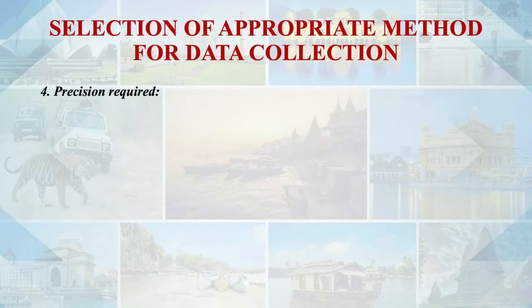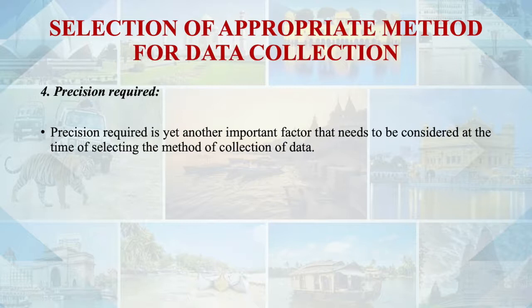Fourth one is precision required. Precision required is yet another important factor that needs to be considered at the time of selecting the method of collection of data. Dear learners, we collect primary data during the course of doing experiments in an experimental research.